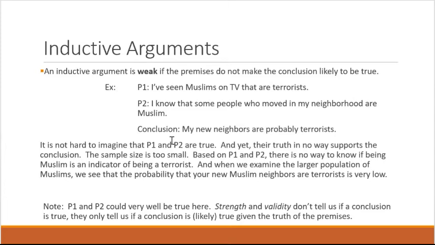What you would need is more information about the general population of Muslims and terrorists, and then perhaps you could start making probability claims. But as it is, this conclusion, we don't have enough evidence to support that. So this would be a weak inductive argument.